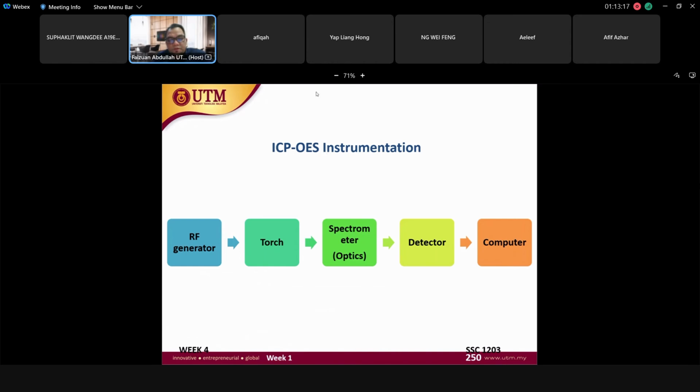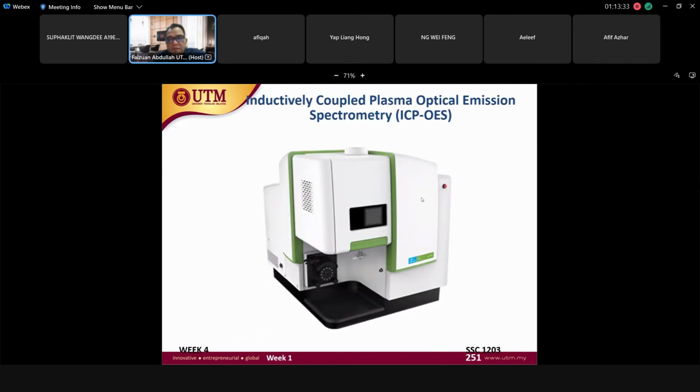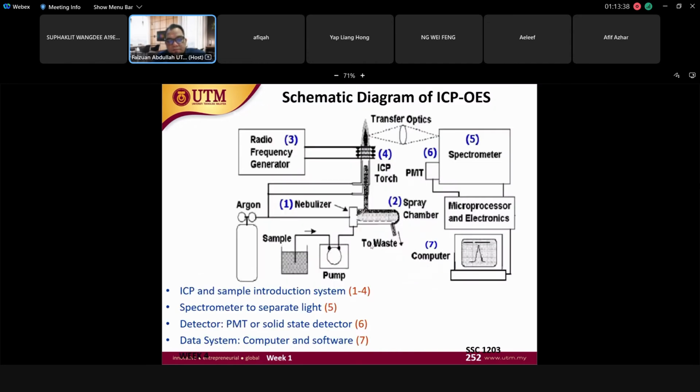This is the instrumentation of ICP OES: an RF generator to produce plasma, a torch where the plasma is produced, a spectrometer to measure the emission of light, and a detector and computer. This is how the ICP OES looks. In the schematic diagram, the sample is transformed into plasma. We have a nebulizer, then transfer optics to detect the emission of light, and also a photomultiplier and a computer to analyze the result.